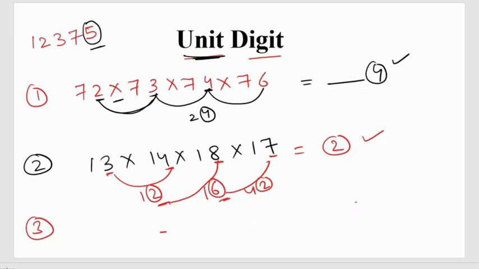For example, here 12 into 15 into 17. When we multiply, 2 into 5 comes as 10. So the last unit digit is 0, which means 0 multiplied with the other number is 0. So the direct answer is 0. These were the normal questions when you find out the unit digit. Simple, you can have addition as well, and find the unit digit accordingly.